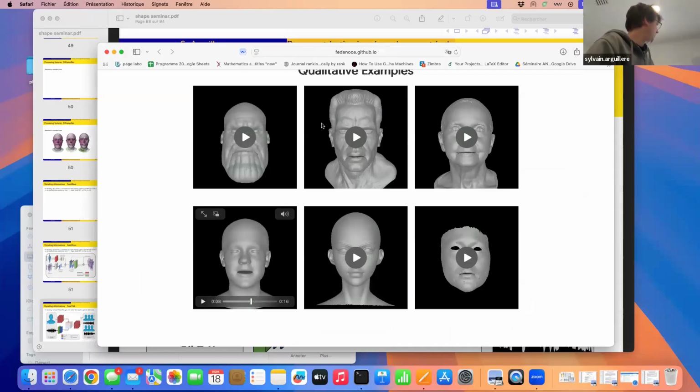Okay, and you can do other things that are very far from what was in the training set, but it looks much worse.